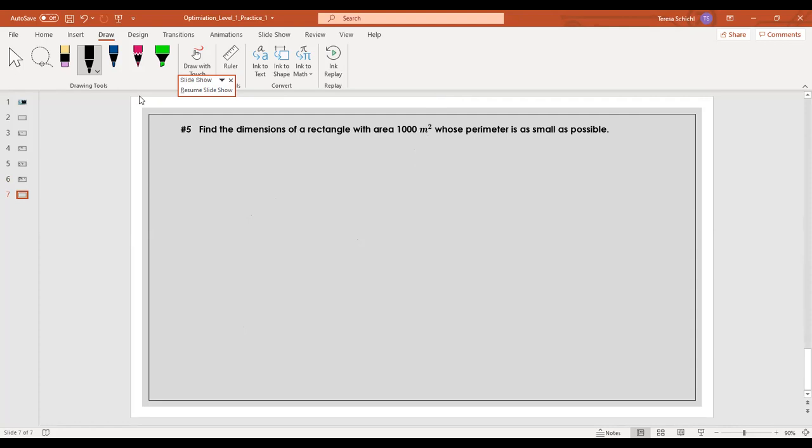Now let's take a look at this one. It is kind of the backward version of the other one. The other one gave you the perimeter and you found the area. Right now this one gives you the area. So this is my rectangle XY here, and we want to find the perimeter as small as possible. My objective function is the perimeter, which is 2 times X plus Y, because there are 4 sides.